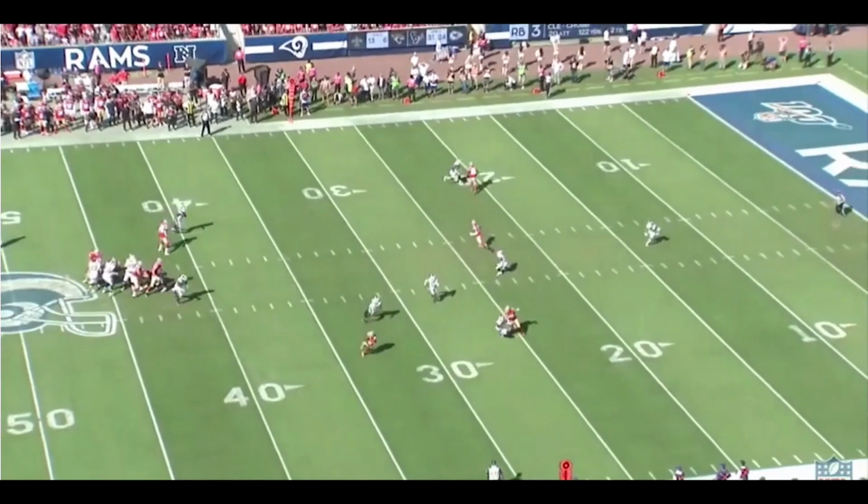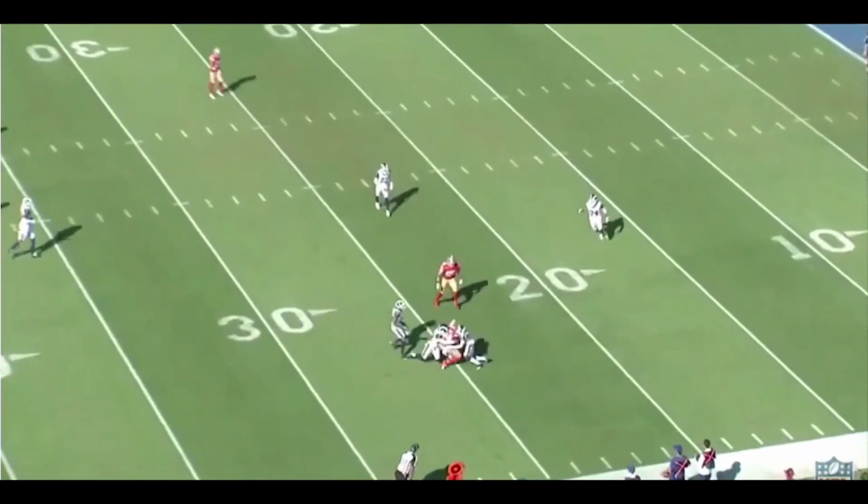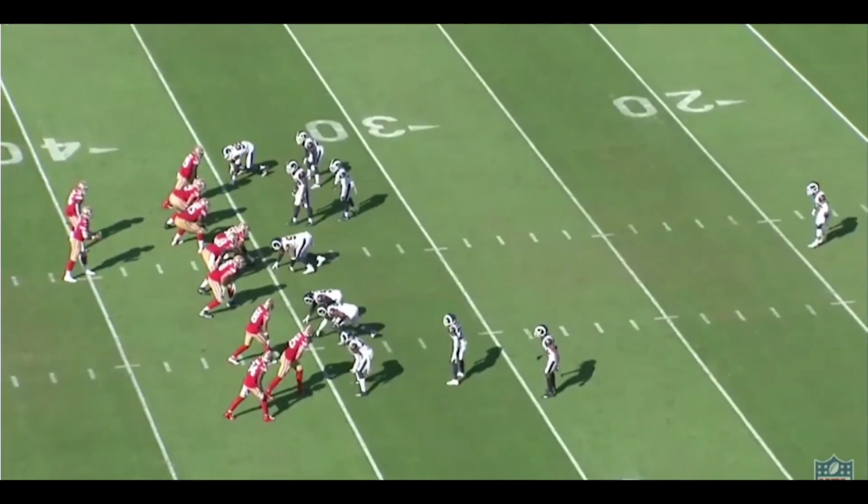You know, that's great play design, and we can say, well, yeah, that's easy for Jimmy Garoppolo to do because it's such great play design. But when we go to the end zone, we're going to take a look at why this wasn't exactly an easy play for Jimmy Garoppolo.